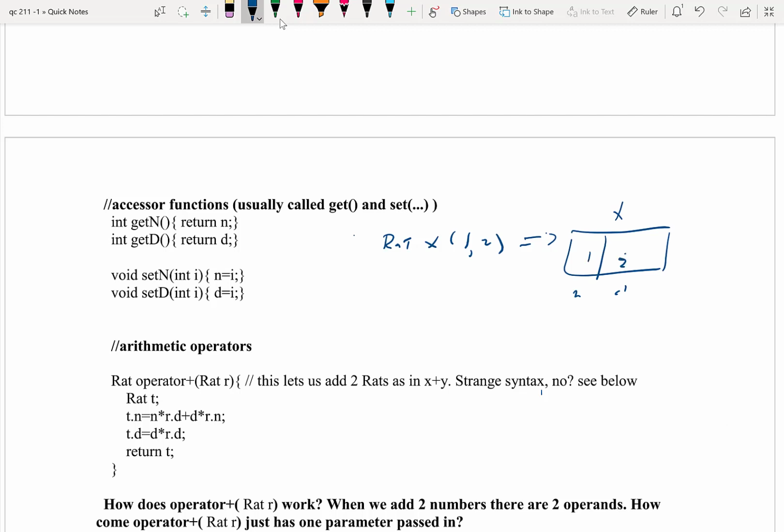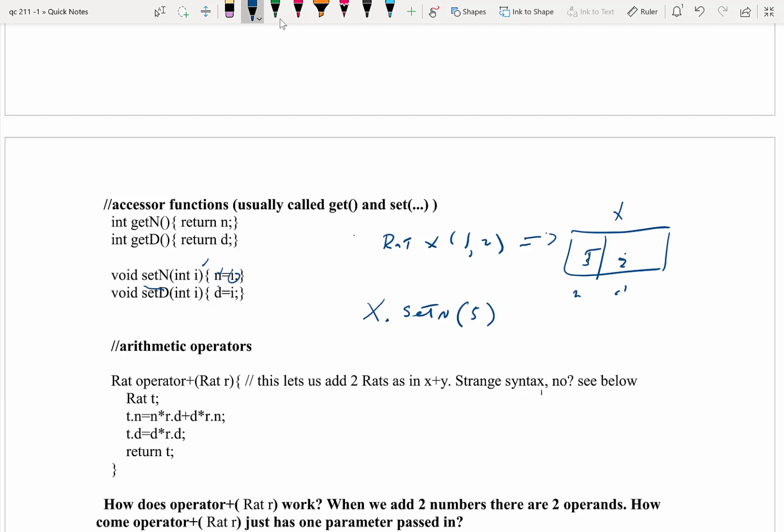If I want to change X, I can say X dot, and then I can say set numerator. So I call the function, put the dot over there, and I say set numerator, and then I pass in the value that I want. So if I set the numerator to 5, it's going to go to my rat and change the numerator. It's going to take the I, which is the parameter, and put it into the n part, and set that to a 5.